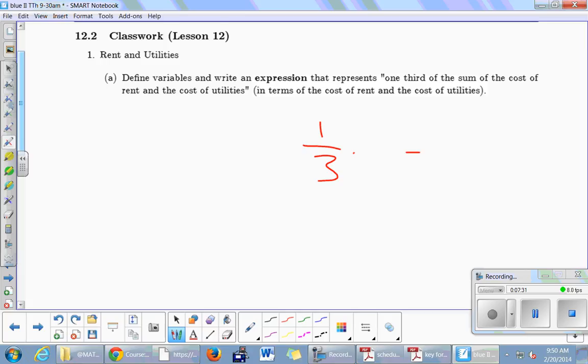The sum, okay, here I got to do something a little bit strange. I have to leave a blank. I know I'm going to be adding 2 things because I see the word sum, but I don't know what they are just yet. The cost of the rent and the cost of the utility. So a lot of people let R and U be these 2 things, but I'm missing something right here. What am I missing? Parentheses, because it said 1/3 of whatever else is out there. So I think that's the most natural way to translate, but it's not the only correct way.